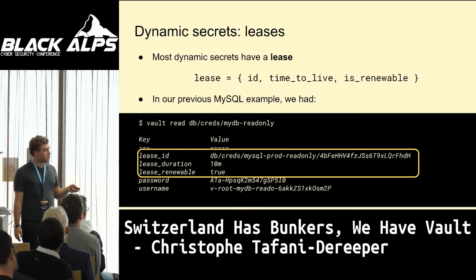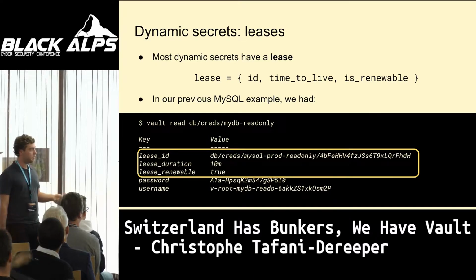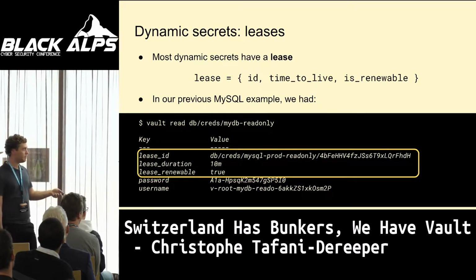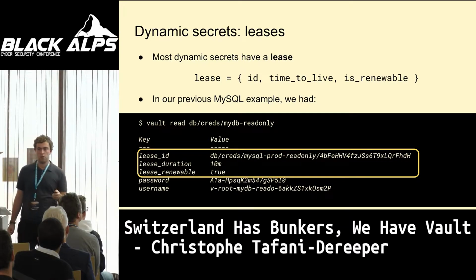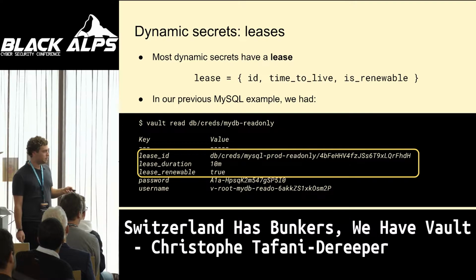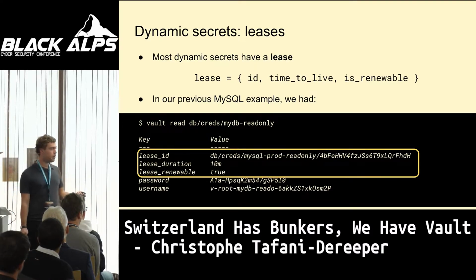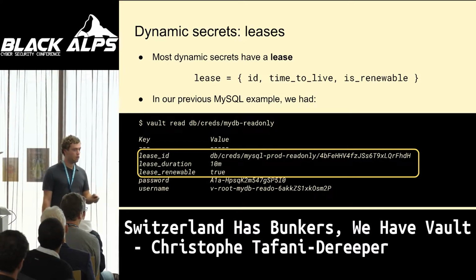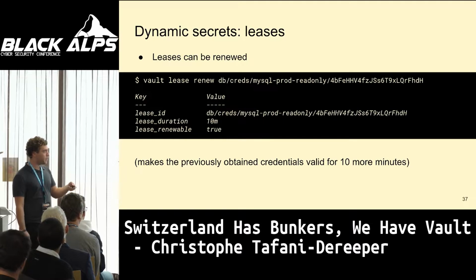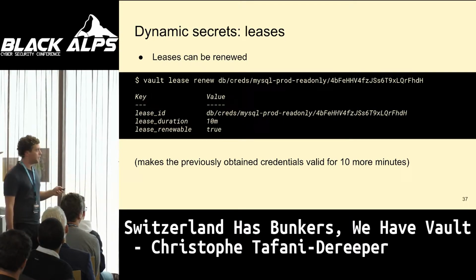So these credentials are going to be bound in time, and more generally, when we talk about dynamic secrets, we also talk about leases. A lease is information that says for how much longer the credentials are valid, in this case 10 minutes, and a flag that says if, in theory, we should be able to renew the credentials that we have. Then we can renew the credentials, depending on the case.